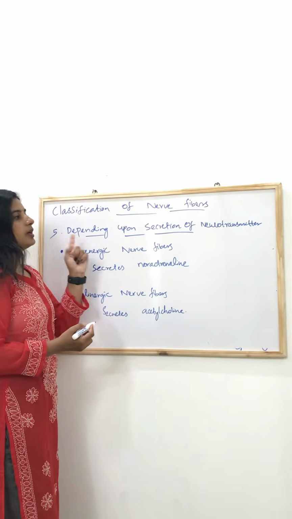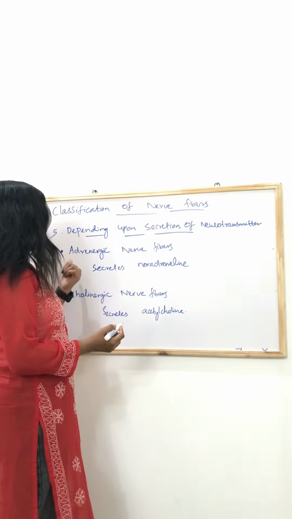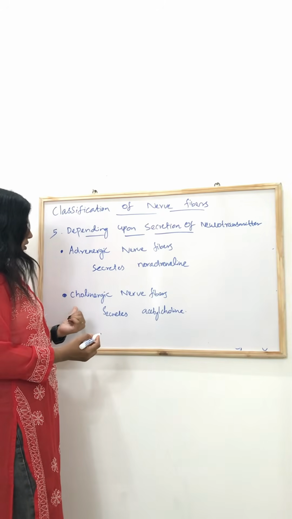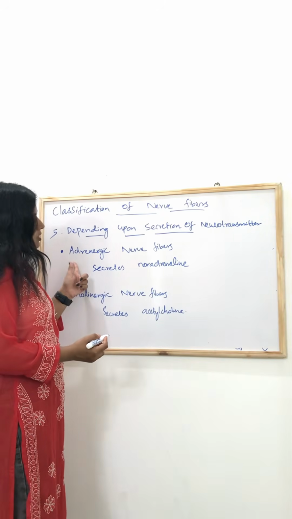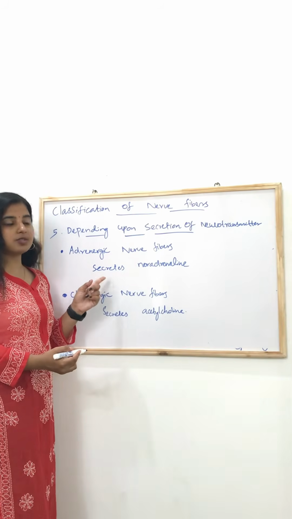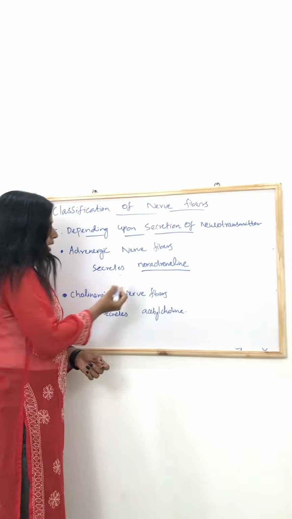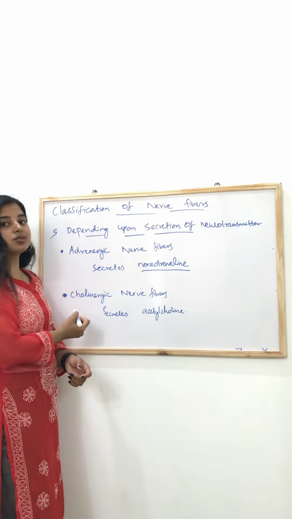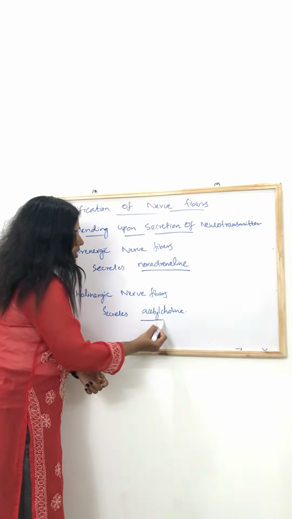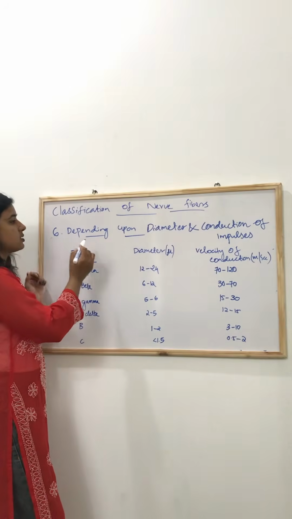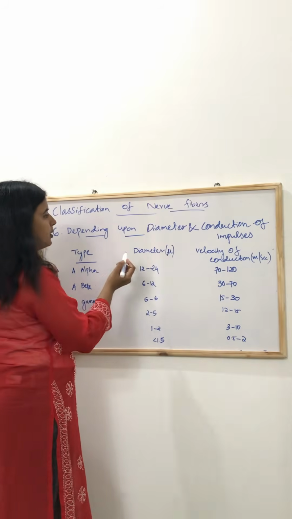So next is depending upon secretion of neurotransmitter. We have adrenergic nerve fibers and cholinergic nerve fibers. Adrenergic nerve fibers are the nerve fibers which secrete noradrenaline, and cholinergic nerve fibers are the nerve fibers which secrete acetylcholine.